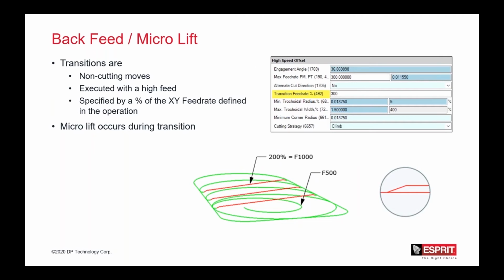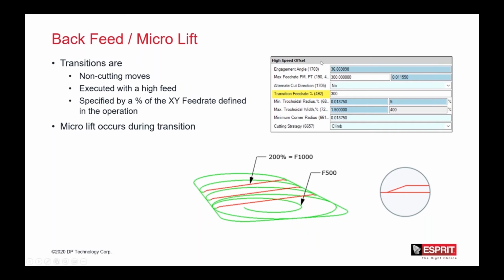All right, I talked a little bit about micro lifts or back feeds. So what this is, like I said, it's a high feed move. And once our tool comes in and climb cuts and does that full radial movement, it does this little micro lift. The green here in this illustration is the actual cutting movement. And then the red line here is what that micro lift is. So it's just a slight lift up off of the part, so we're not dragging the tool along the part. And it's a high feed rate.